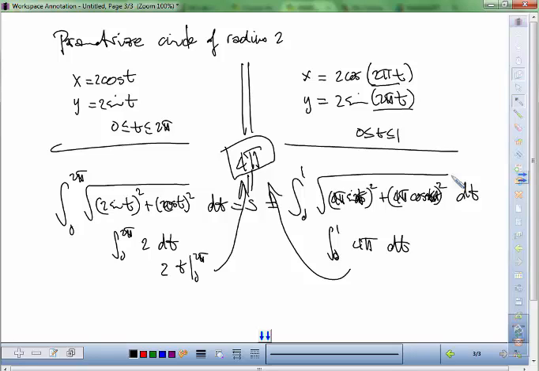So the main gist here is that different parameterizations will give us different velocity vectors. But if you're looking at the arc length, your parameterization will have different limits, and so we'll eventually get the same arc length. Which better work, right?